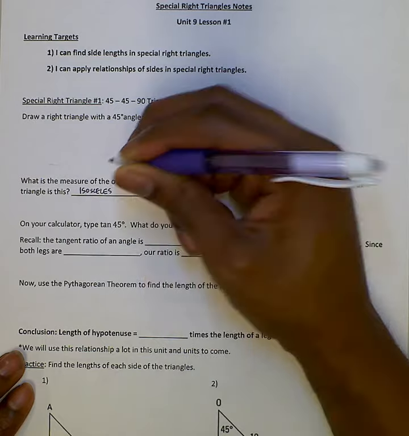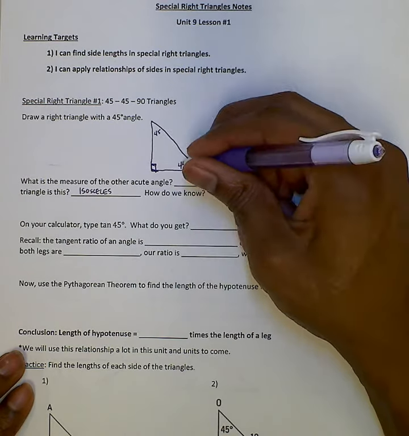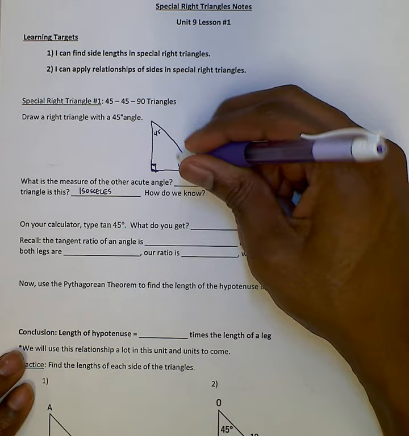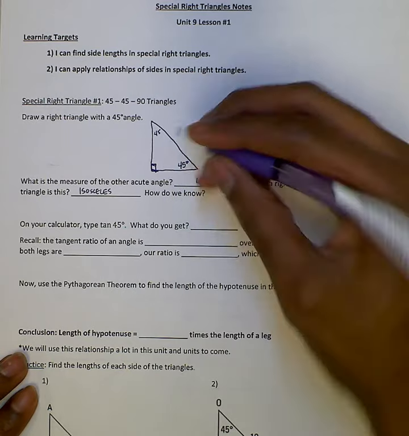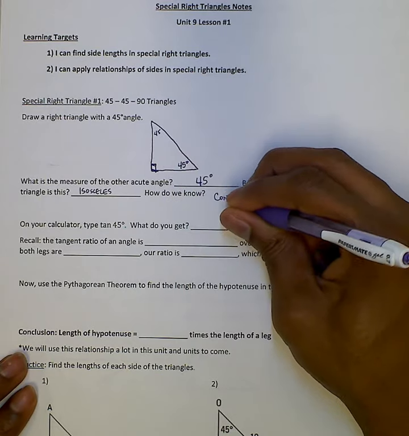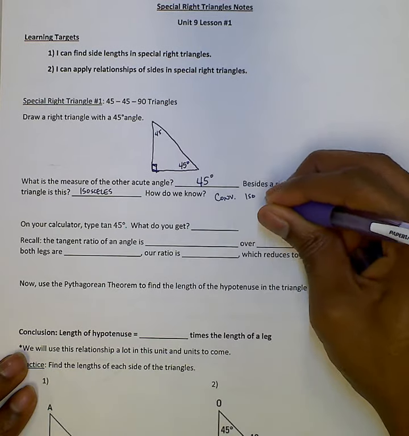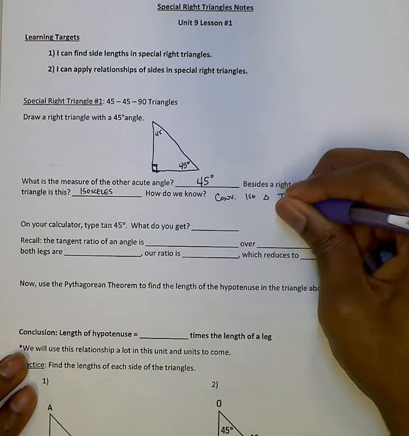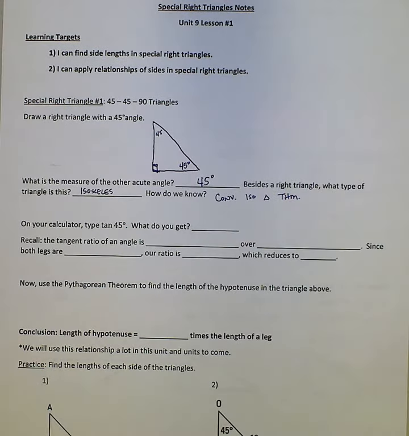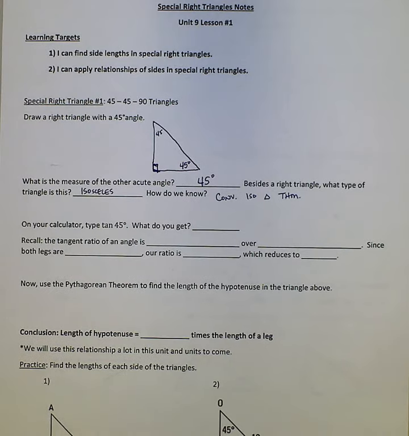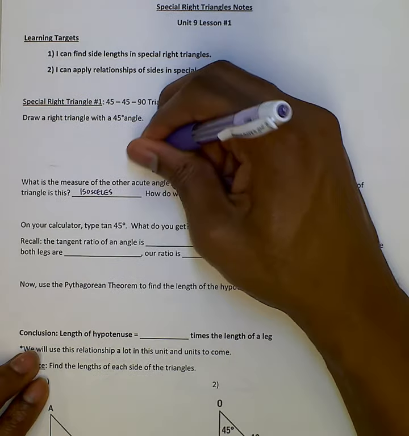And we know that because if the base angles of a triangle are congruent, then its sides are congruent. That's also called the converse of the isosceles triangle theorem. So just a little bit of a review there. We can tell that this is an isosceles triangle.